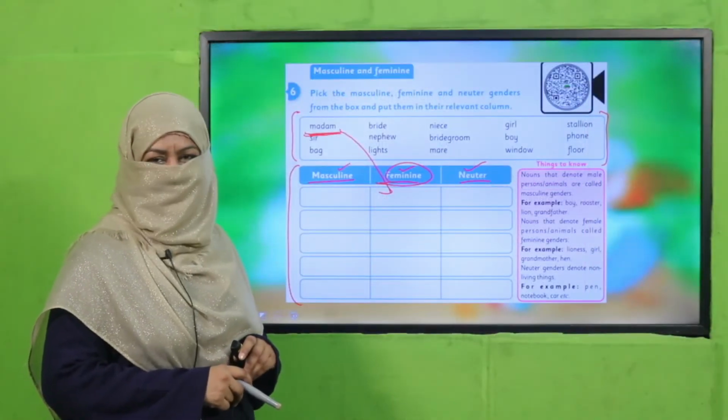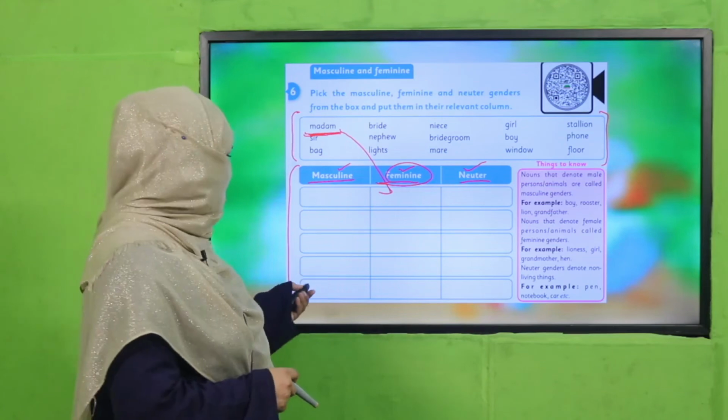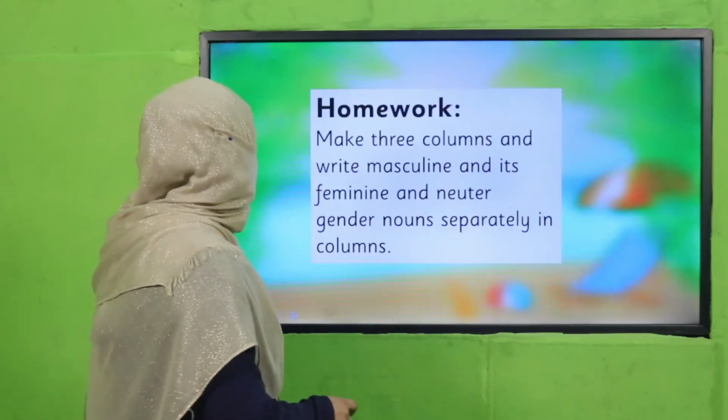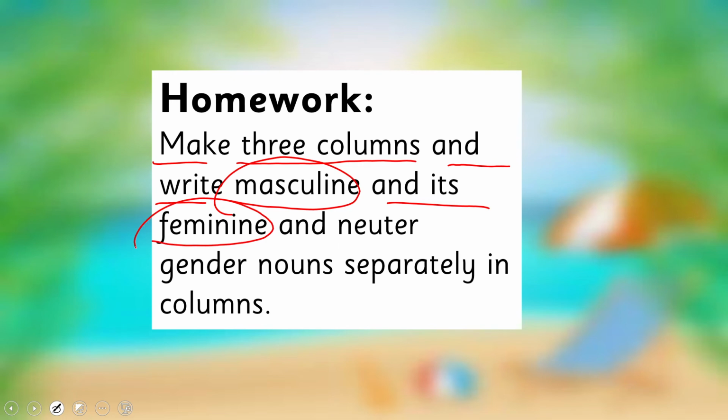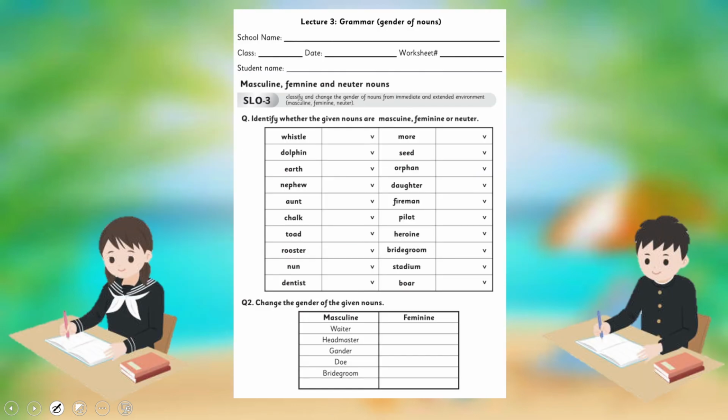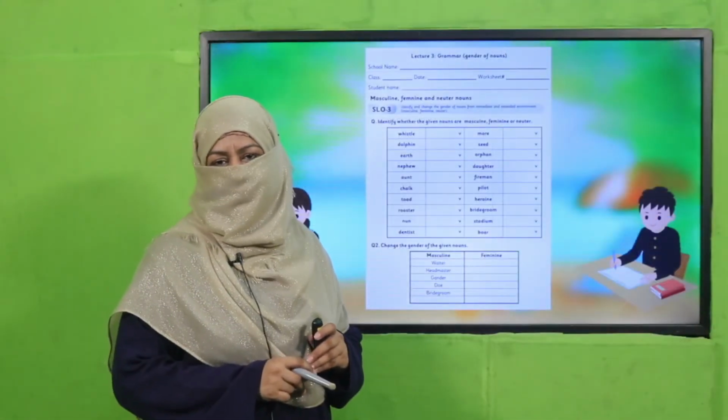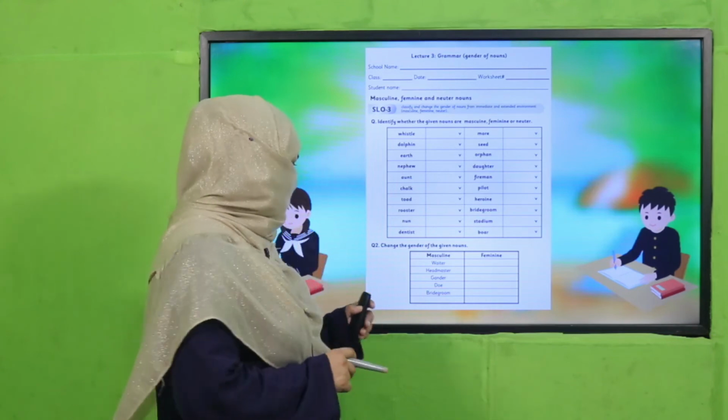Yes, my dear children, are you done with it? Good. Now you are smart, doing your work quickly. So it's time for your homework. You will make 3 columns in your notebook and write masculine and its feminine and few neuter gender nouns separately in these columns. And here is a worksheet. My dear fellow teachers, this worksheet, lesson plan, PowerPoint presentation links are given. You may click it, download it, and kindly provide a printed worksheet to students for practice.